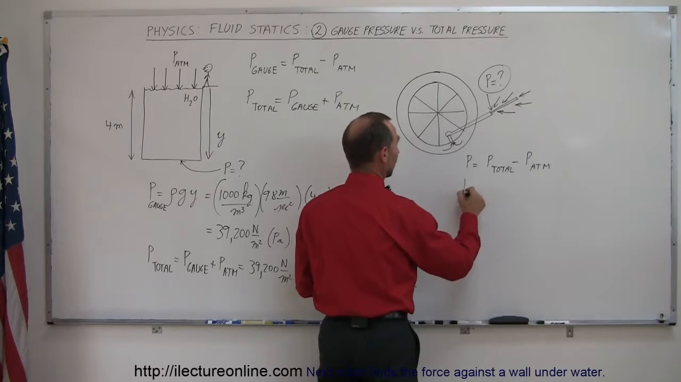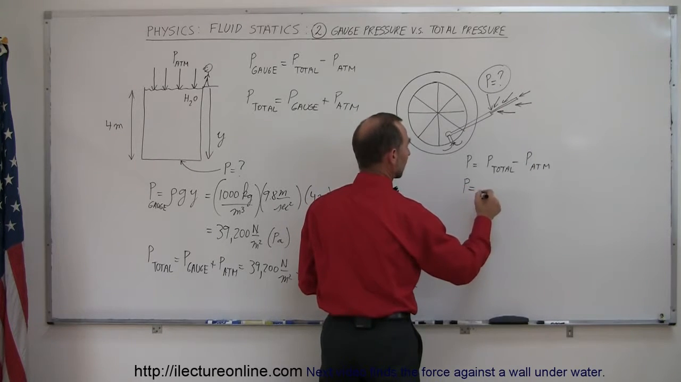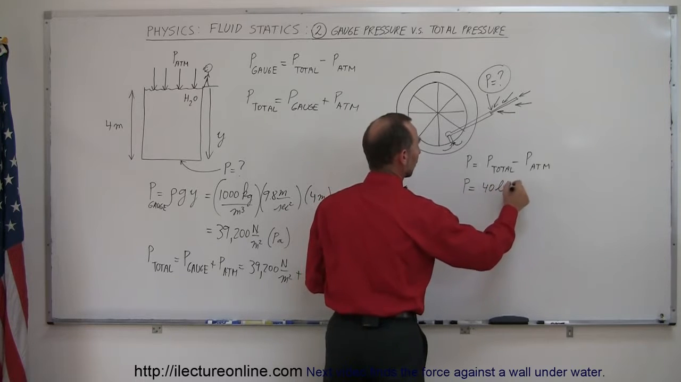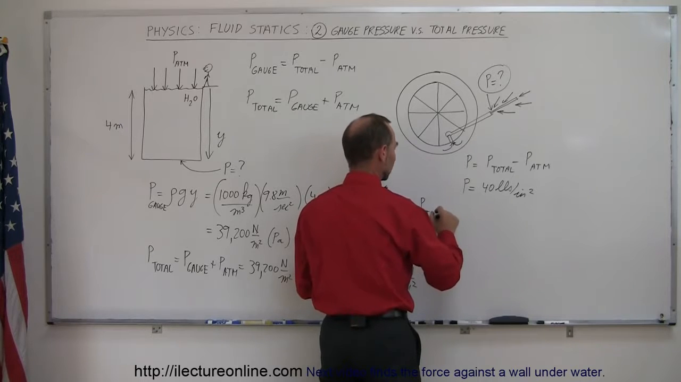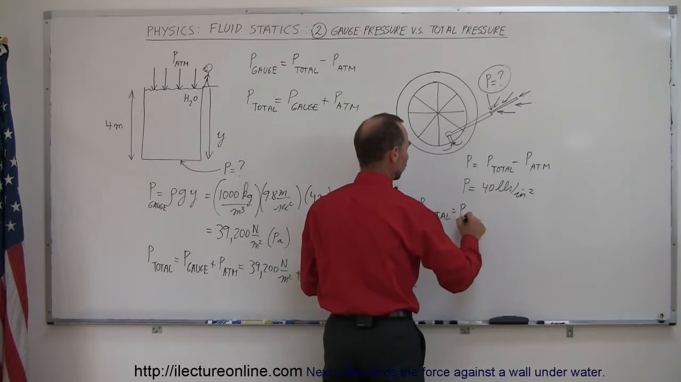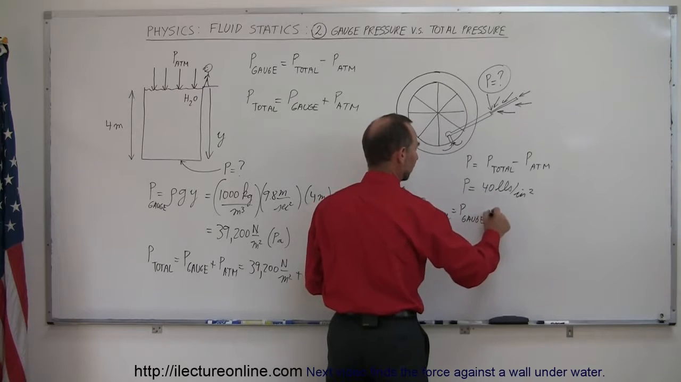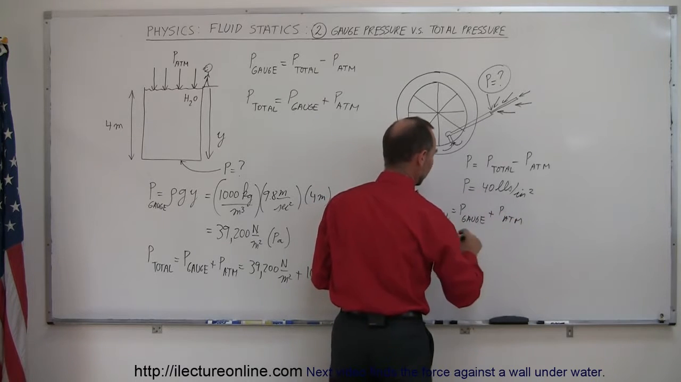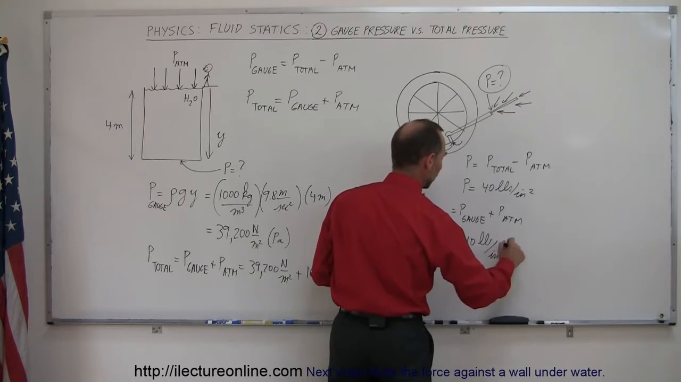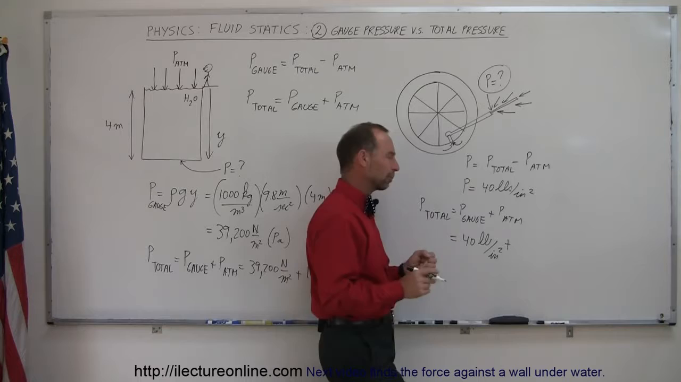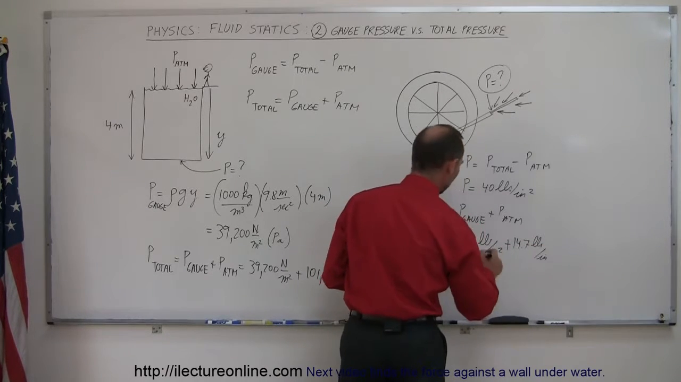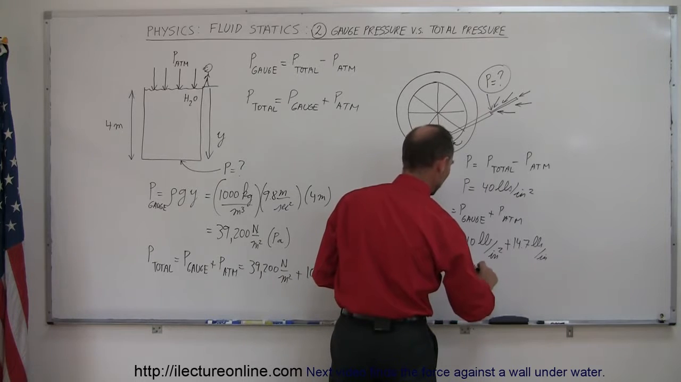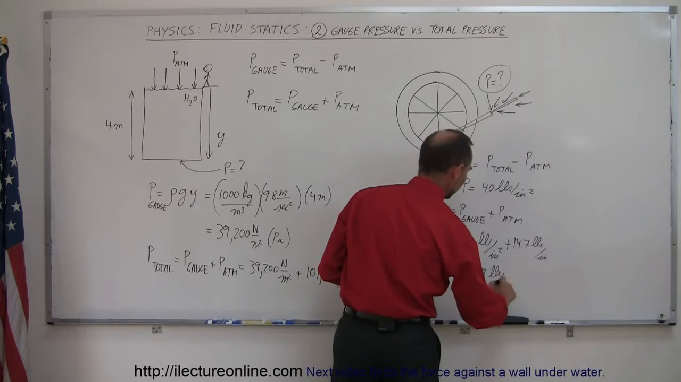In this case, let's say that the pressure in the tire is equal to 40 pounds per square inch. What that means is that the total pressure is equal to the gauge pressure plus the atmospheric pressure. That would be equal to 40 pounds per square inch plus the atmospheric pressure, which is about 14.7 pounds per square inch. So the total pressure in the tire would be 54.7 pounds per square inch.